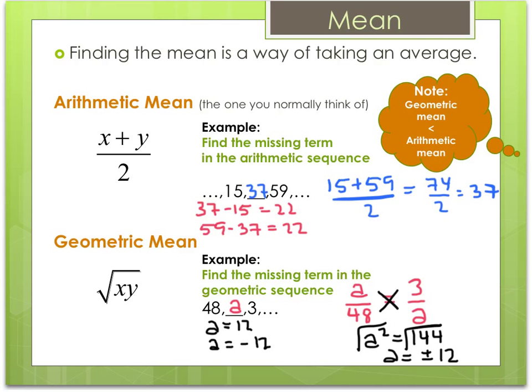And you can check again, 12 over 48 is going to be equal to 3 over 12, which is 1/4. Or checking the negative version, negative 12 over 48 will be equal to 3 over negative 12, and then your common ratio would be negative 1/4. Now a shortcut way, instead of doing the proportion and cross multiplying, is just multiplying the two outside terms and then taking the square root.